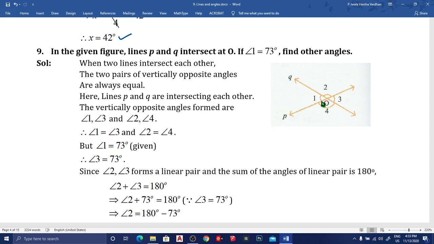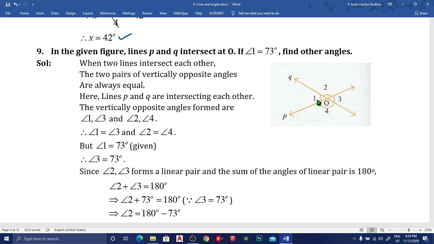Only one of the angles is given. So see here, when two lines intersect each other, the two pairs of vertically opposite angles are always equal. Here angle 1 and angle 3 are equal, and angle 2 and angle 4 are equal. Angle 1 is given, 73 degrees. So automatically angle 3 is also 73 degrees. Now you know two angles here.